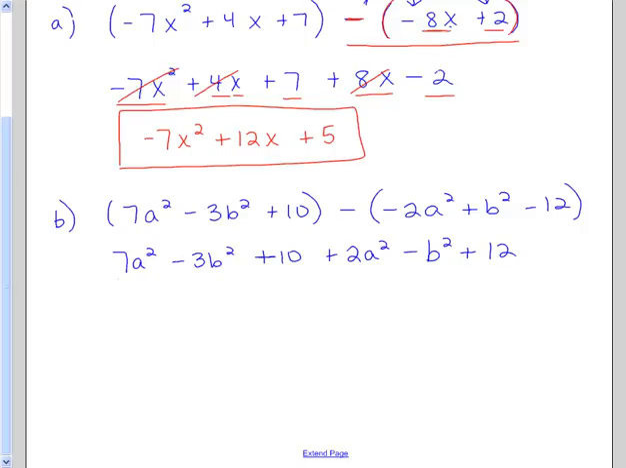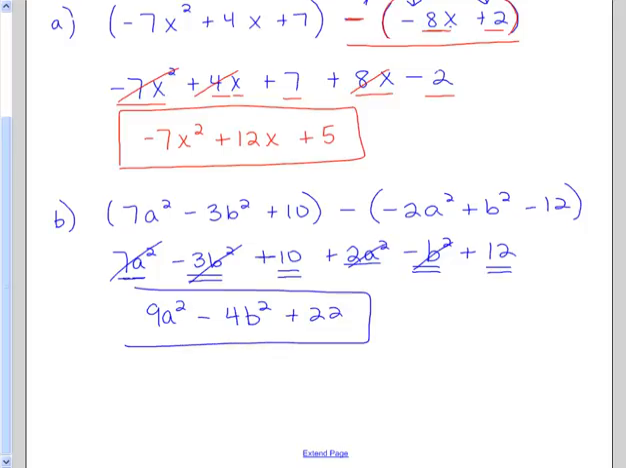Then I'll look at what I can put together. 7a squared, positive 2a squared, that's going to give me 9a squared. Negative 3b squared, negative 1b squared is negative 4b squared. Positive 10, positive 12 would be positive 22. And so this would be our final answer.